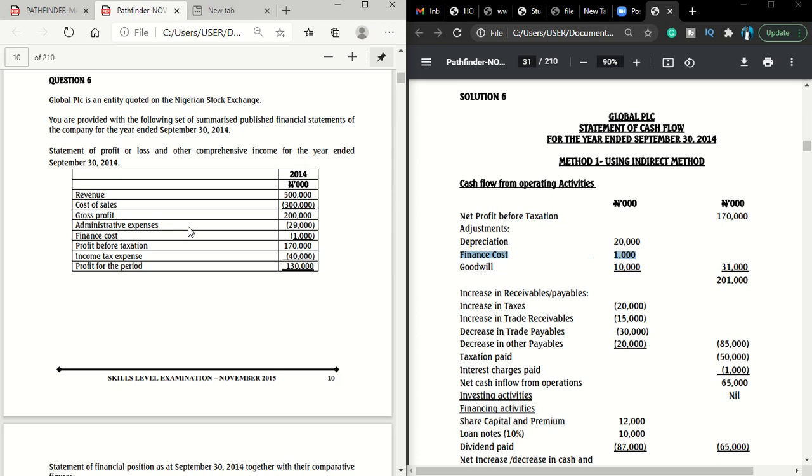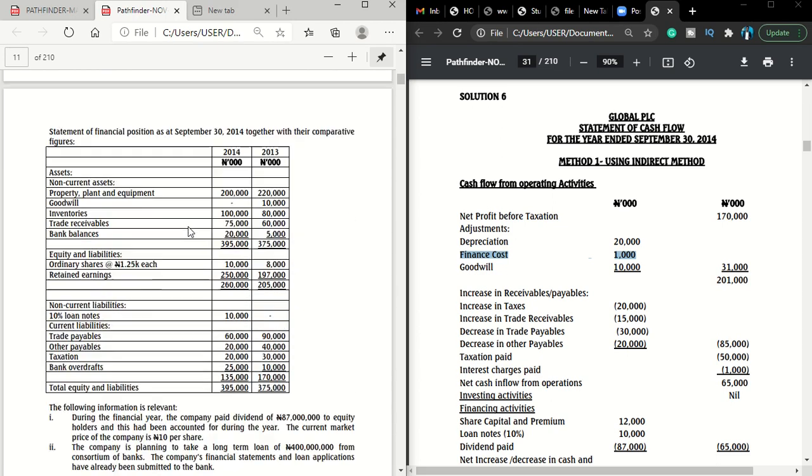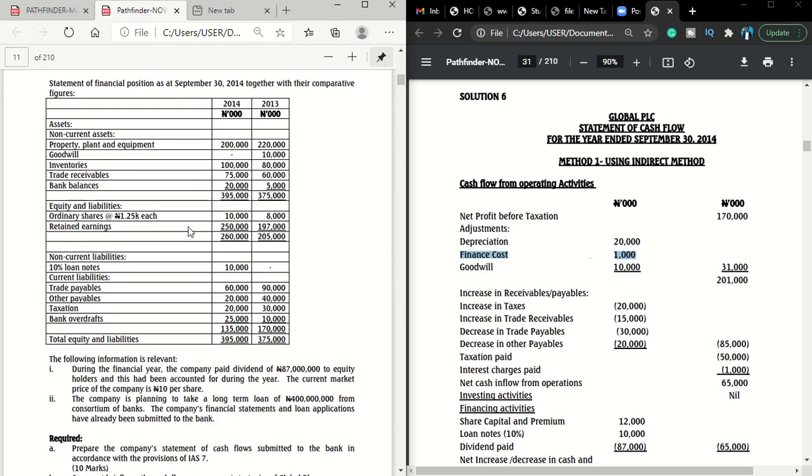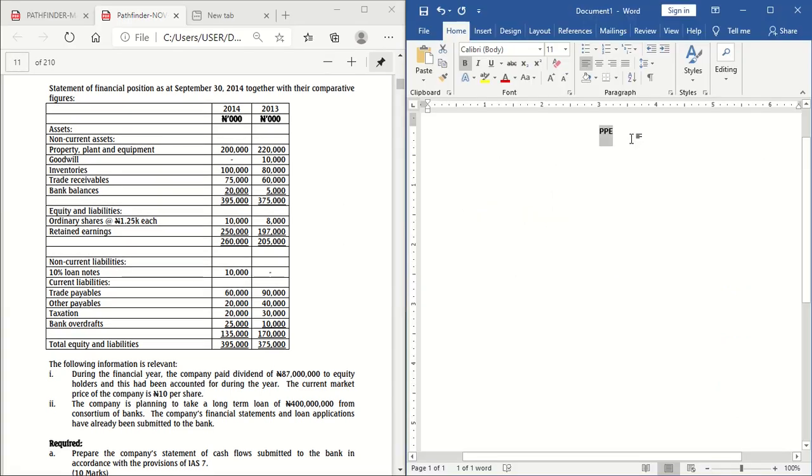So, which means that the first working to be done is my PPE. So let us go to our statement of financial position under PPE. So, I'll be opening a working note. I have my PPE. I want to take all my non-current assets together once and for all. After my PPE, I have my goodwill. So now, what is the balance brought forward? My balance brought forward, that is in 2013. For my PPE, we have our PPE in this case for 2013 to be 22,000. So I will put in 20,000 rather. After that, my goodwill was 10,000.